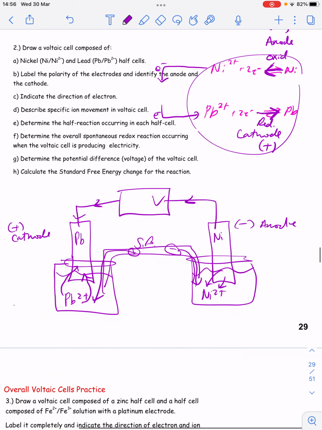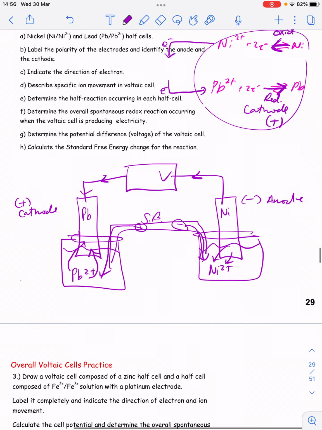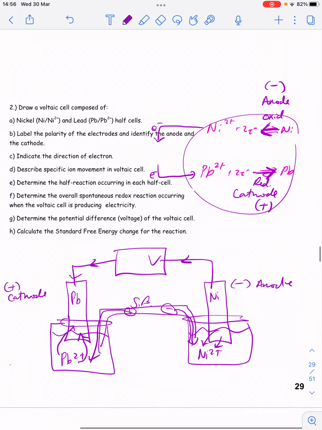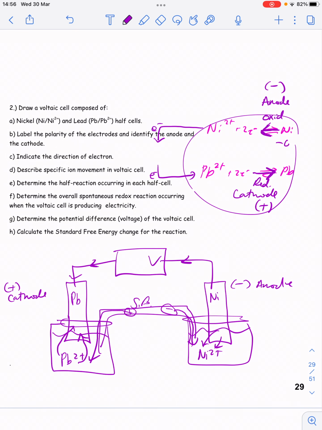The overall reaction, we can just add those together. I'm not going to do that right now. The cell potentials. This is a, let's see, minus 0.26 volts, and this is minus 0.13 volts. But when we flip the nickel half equation, it flips that to positive. We add them together, and we get positive 0.13 volts for the cell potential.